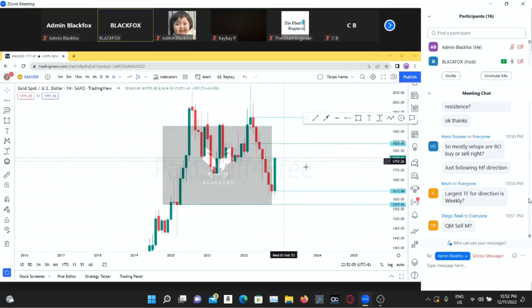QM sell monthly, yeah, QM sell monthly. This one QM, right? QM sell, but we don't take sell at this level. We will precise at H4, daily, weekly. Then we will see what the price makes, the movement at this level. What will be the setup in this level? You guys understand?